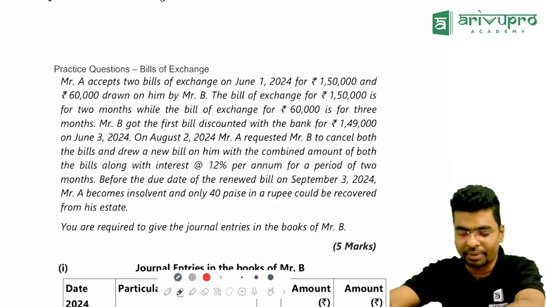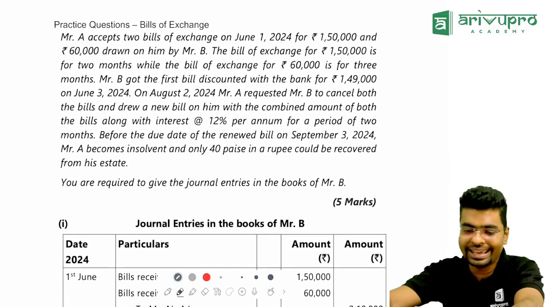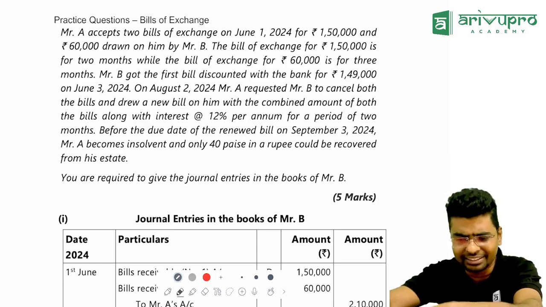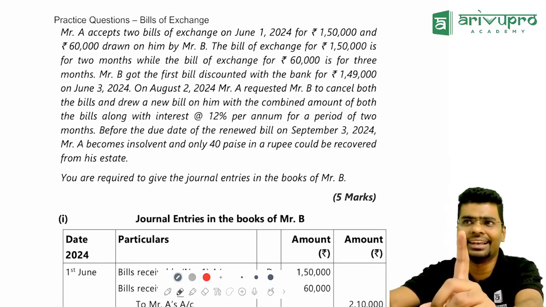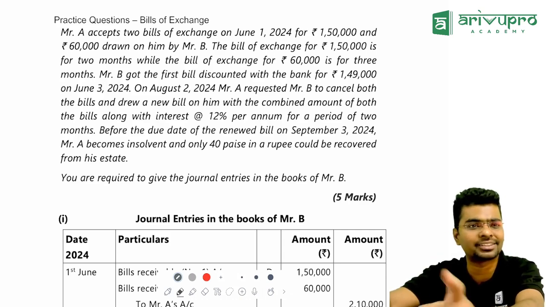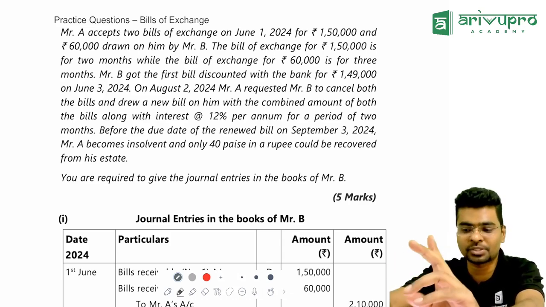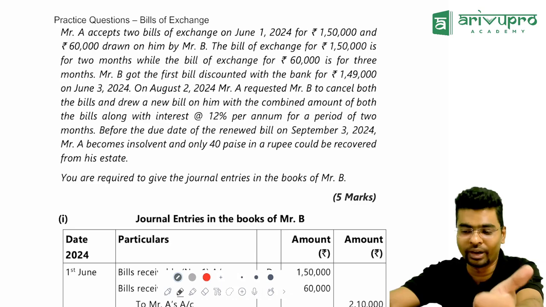So let's look into the practice questions. A accepts two bills of exchange. I think this was actually a very similar question that was there yesterday. A accepts two bills of exchange. Well, one was for 2 months, one was for 3 months.